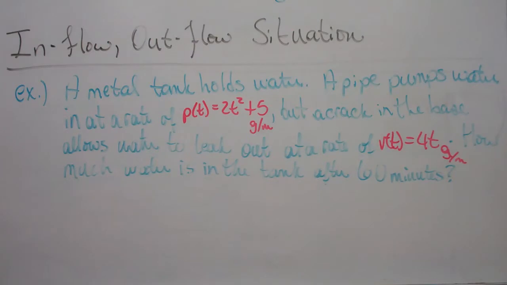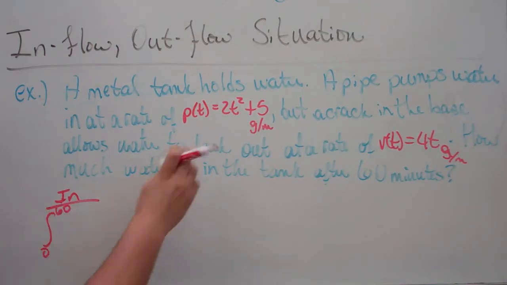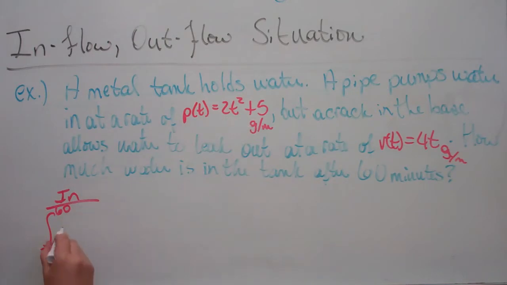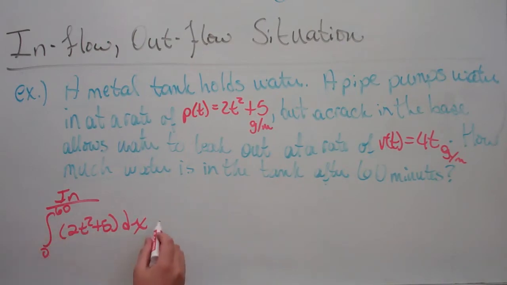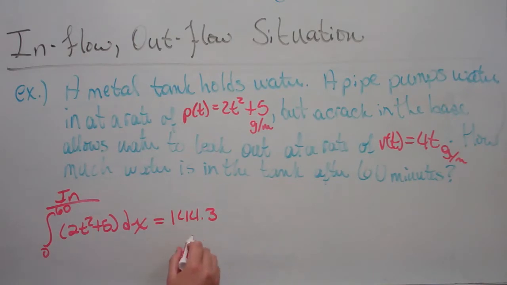Well, you start the same way. You break it into inflow and outflow. So, going into the tank, you take the integral from 0 to 60, because that's 60 minutes, of the equation they gave you: 2t squared plus 5 dt. Now let's solve this. When you do all this, which you should know how to do, you're going to get 144,300 gallons.